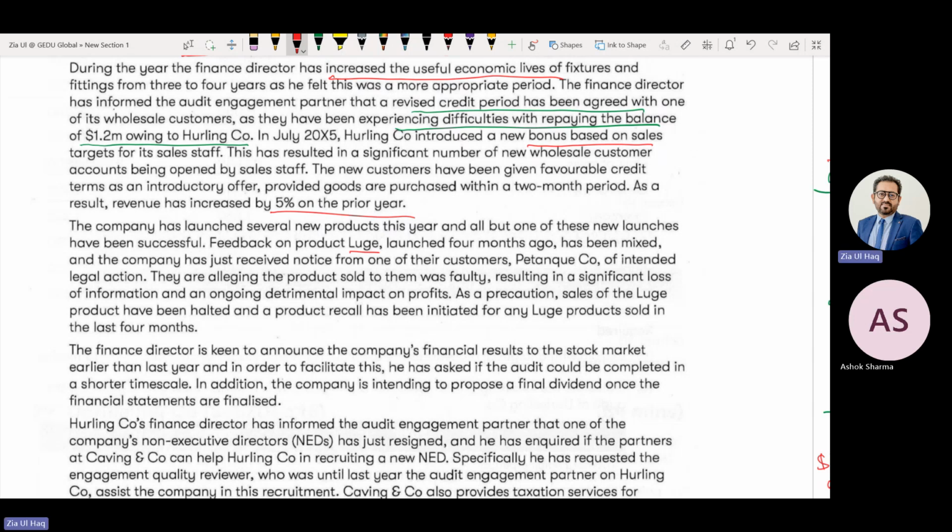The company has just received notice from one of their customers of intended legal action. They are alleging the product sold to them was faulty, resulting in a significant loss of information and an ongoing detrimental impact on profit. As a precaution, sales of the Luge product have been halted and a product recall has been initiated for any Luge product sold in the last four months.